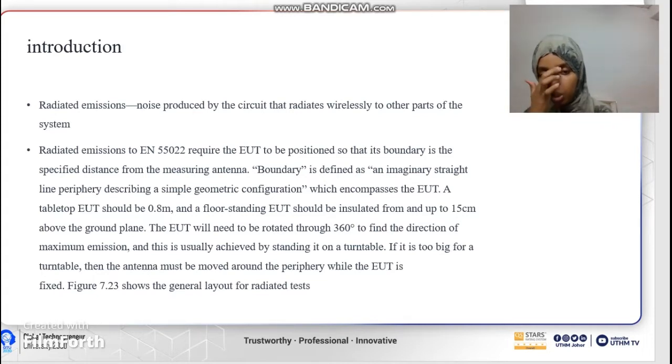The EUT will need to be rotated through 360 degrees to find the direction of maximum emission, and this is usually achieved by standing it on a turntable. If it is too big for a turntable, then the antenna must be moved around the periphery while the EUT is fixed.